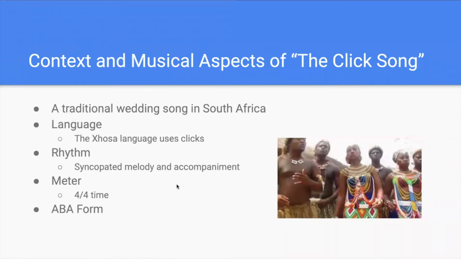So that song, the click song, is a traditional wedding song in South Africa. And the language is the coastal language, the only language that uses clicks. And the rhythm of the song is syncopated melody and accompaniment. The meter is a simple 4/4 time, and the form of the song is ABA.